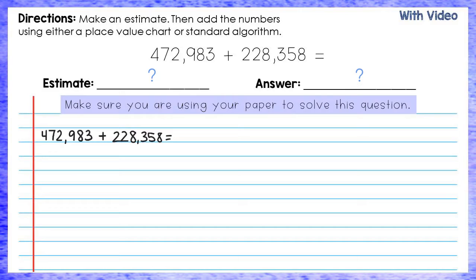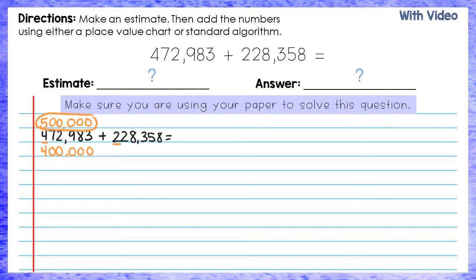So I'm going to round to the largest place, which is the 100,000s. So we're going to decide, is this going to round down to 400,000 or up to 500,000? Which one is closer to 472,983? Well, the 7 in the 10,000s is going to be closer to the next largest number. So we're going to take 500,000 and then add it.